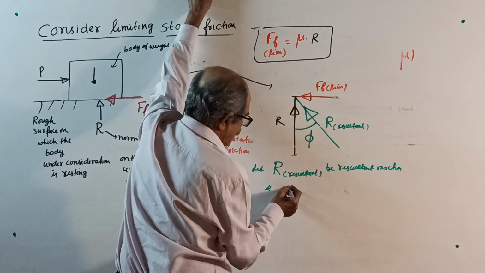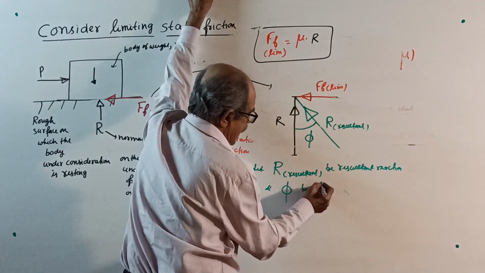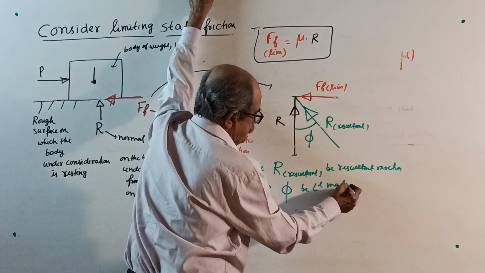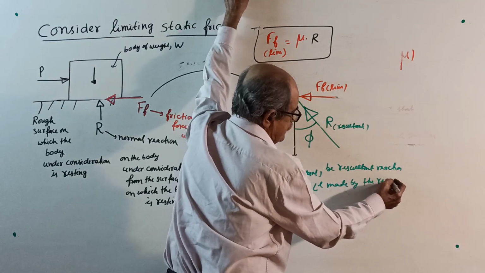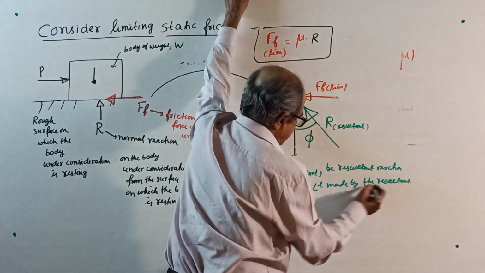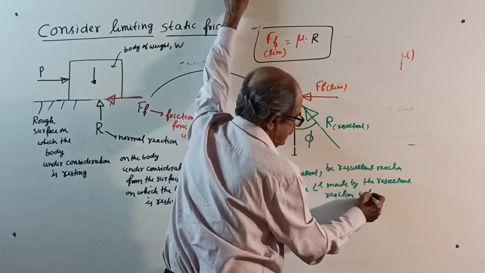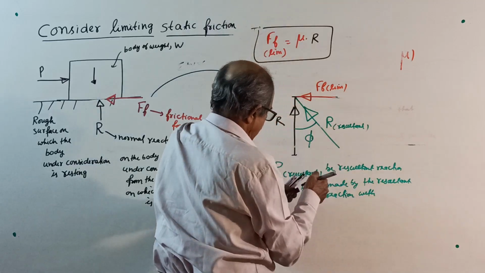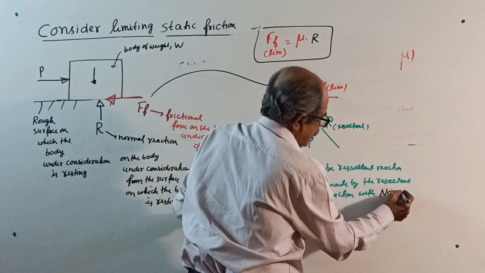And phi be the angle made by the resultant reaction, very important, with the normal reaction.